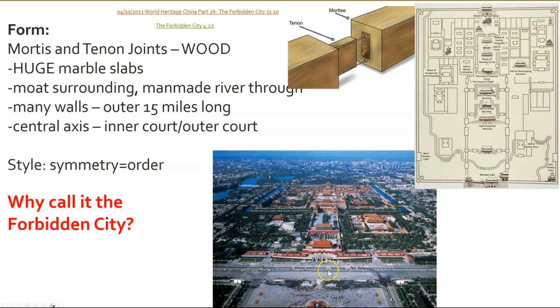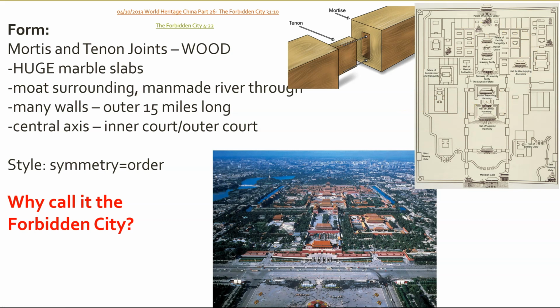And then we also see this central axis. All of the most important buildings are aligned in this symmetrical way down the center. The space is also divided into the inner court and outer court. The outer court is all of these front areas, where more people could access. The common people could come see their leader. The inner court is more private, and this is reserved just for the elites.